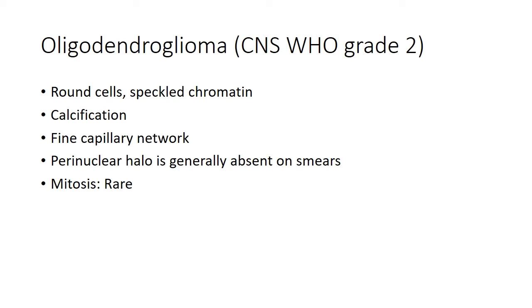So now moving on to oligodendroglioma. Oligodendroglioma is a tumor composed of round cells. So these are the oligodendrocytes which have turned neoplastic. Now these cells typically have a speckled chromatin, and oligodendroglioma is typically associated with calcification and a fine capillary network. However, it must be noted that a perinuclear halo is typically absent in squash smears, and mitosis is very rare in a WHO grade 2 oligodendroglioma.